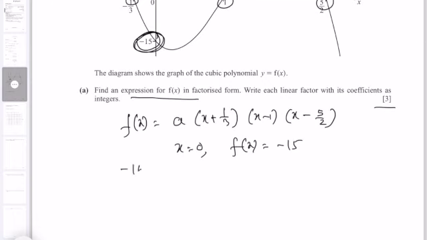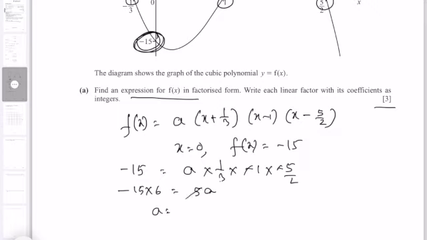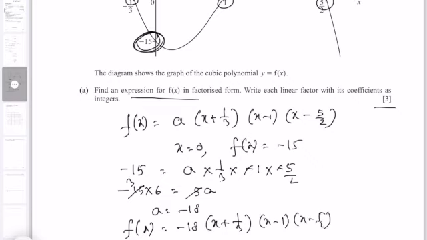So let me put here minus 15 equals a into 1 by 3 into minus 1 into minus 5 by 2. Now let us simplify. Minus minus will be plus. Then we can write 3 into 6, 15 times 6, 5a, then a equals, 3 fives are 15, 3 sixes are minus 18. Now let me put this value of a, let me write minus 18, then x plus 1 by 3, then x minus 1 and x minus 5 by 2. And if you wish, you can simplify more.